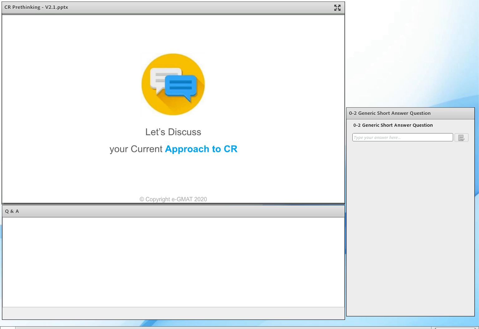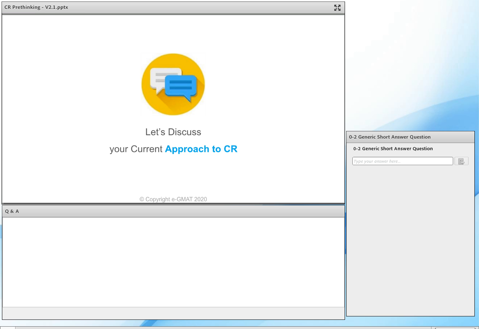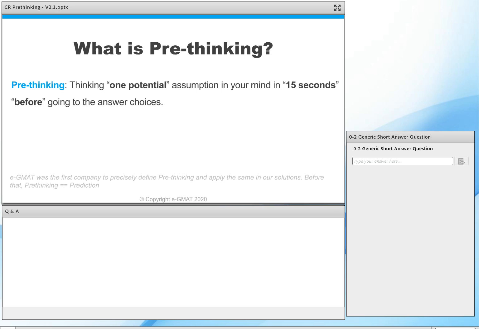So I'm going to put a question over here. It says, which methodology do you follow? I'm going to talk about 2 methodologies here. But before we do that, I want to discuss what pre-thinking is. The reason why I'm talking about this is because pre-thinking, even though this term has existed in the world of GMAT prep or LSAT prep for a very long time, it's been abused, it's been misinterpreted.